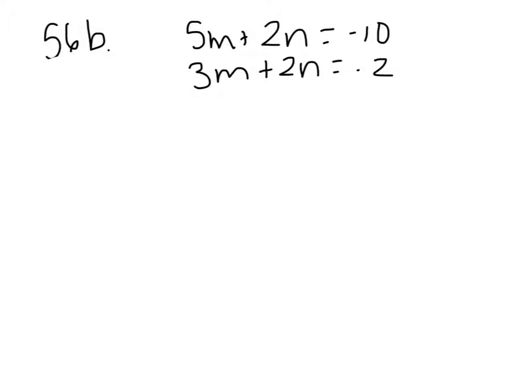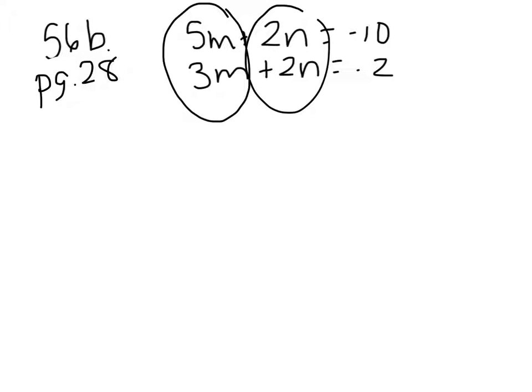This is example 56b on page 28. So we have these two equations, and again, we want to see if we can add them together and if anything will cancel. If I look at my 5m and my 3m, if I add them together, they're not going to cancel. If I add my 2m's together, they're not going to cancel. So we can't add them together.